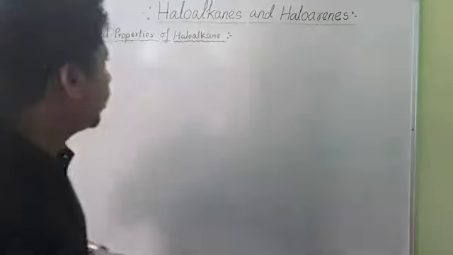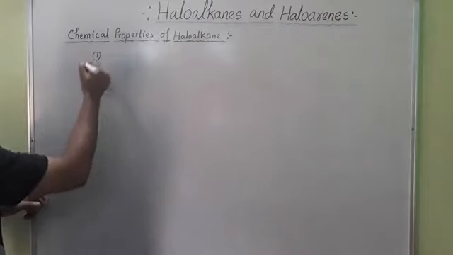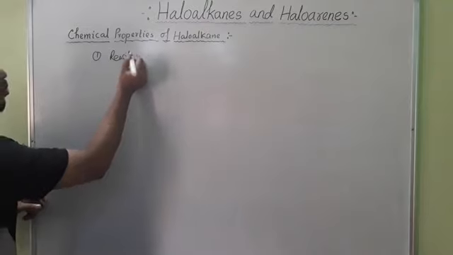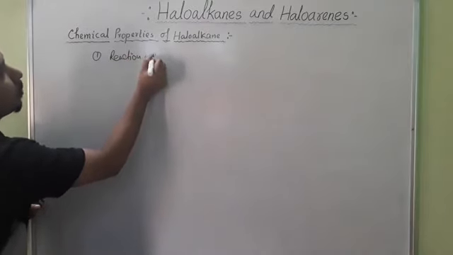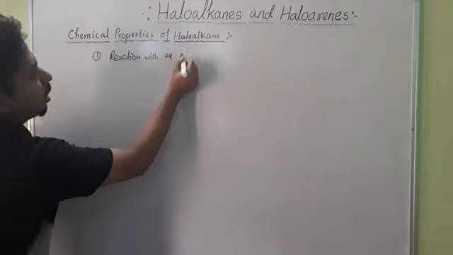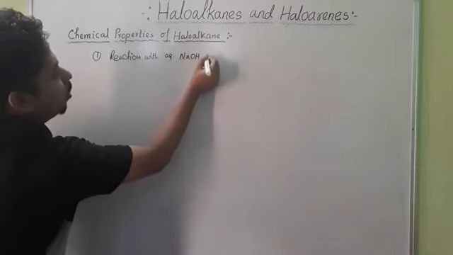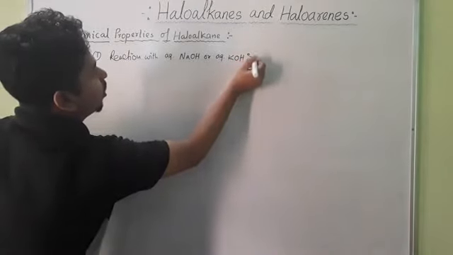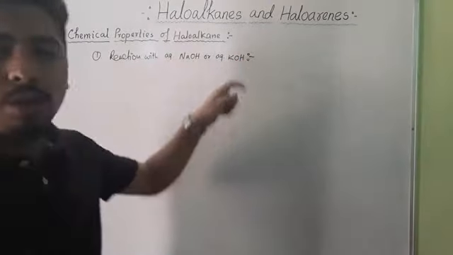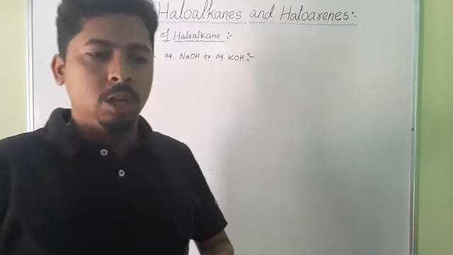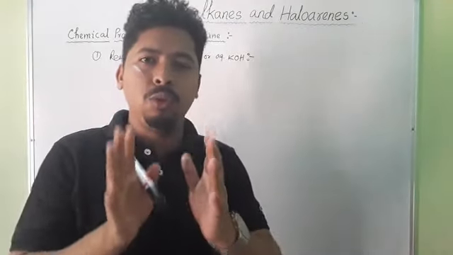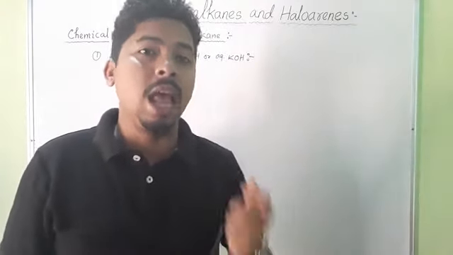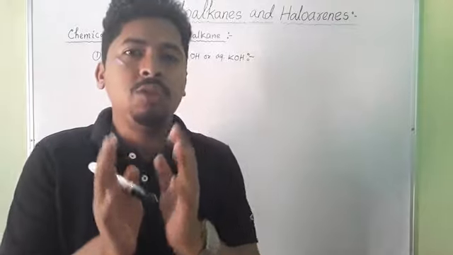So first of all, number one, reaction with aqueous NaOH or aqueous KOH, aqueous sodium hydroxide or aqueous potassium hydroxide. These haloalkanes on reaction with aqueous NaOH or aqueous KOH produce alcohol. And this reaction is a substitution reaction.